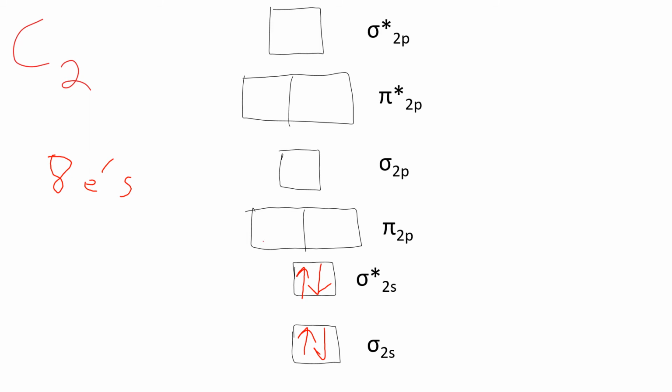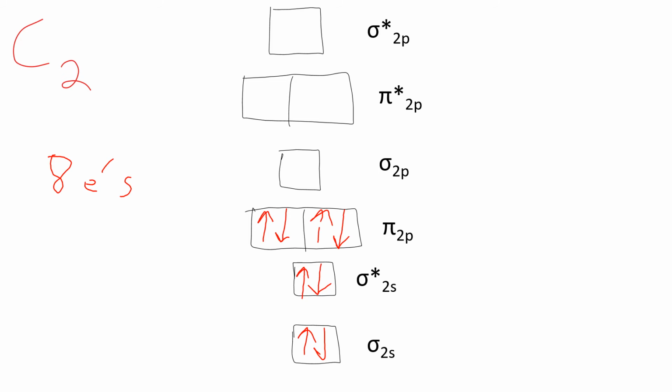We still have 4 to place, 5 and 6. Remember, you start off by placing them in different orbitals. You don't pair them until you need to, but now we still have 2 more to place. So we have to pair those electrons. This is what the molecular orbital diagram for C2 would look like.